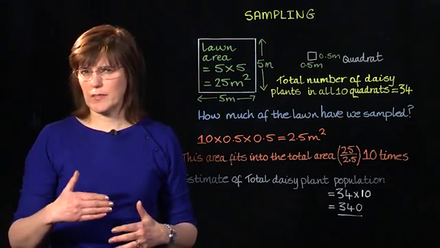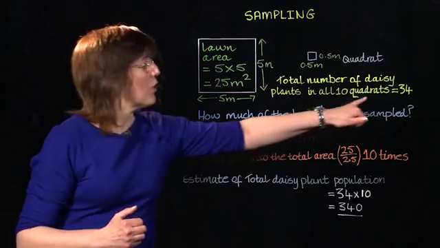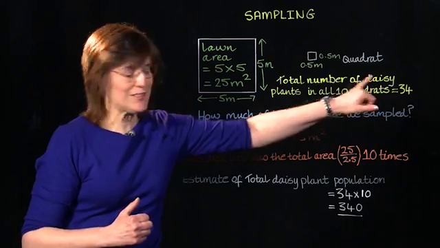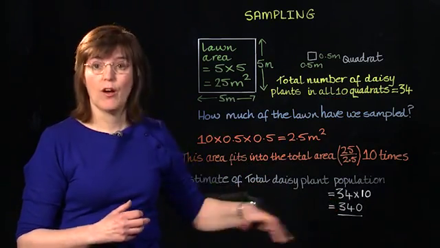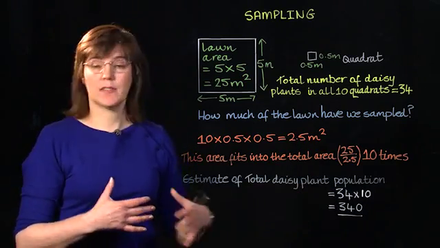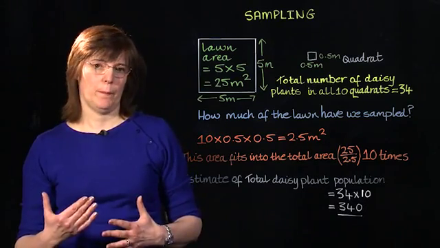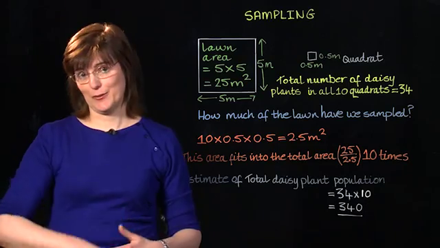So to give us our estimate of the total daisy population, we multiply 34, the number of daisies we counted, by 10, and that gives us our total population of 340 daisy plants. It's an estimate of the total population, but by using sampling, we haven't had to count every single daisy plant.